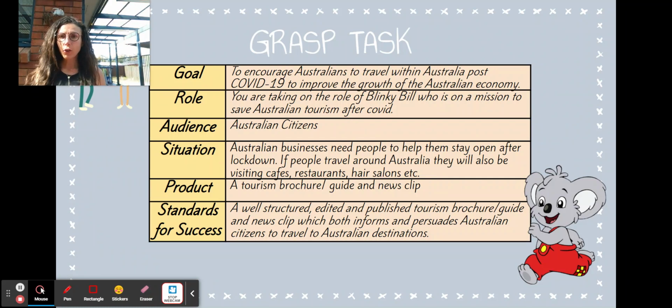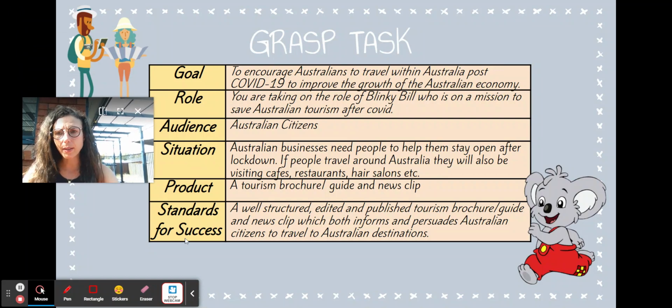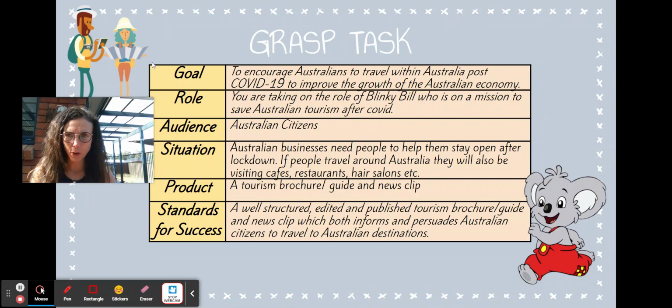So as you know, COVID lockdown means that a lot of people are not spending their money. There's not a lot of traveling or no traveling happening. A lot of businesses have actually been closed. So we're going to look at when lockdown is over and being able to promote and encourage Australians to go and travel around Australia so that we can spend money with these businesses so they can remain open.